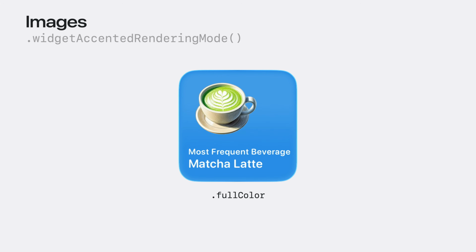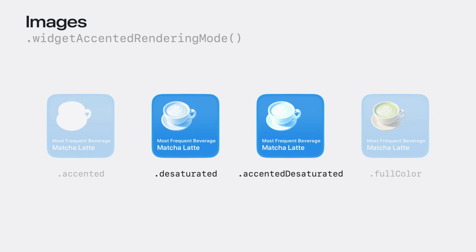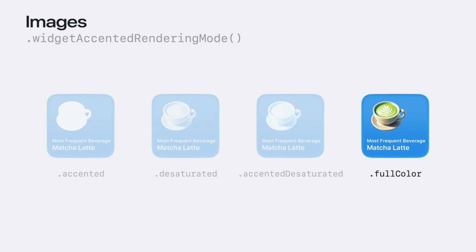Passing in full color shows the image completely unmodified in accented rendering mode. To best blend in with the watch face, this option is ignored on watchOS. For most widgets, use either desaturated or accented desaturated to help the image content blend in with the rest of the home screen. Use full color for images that represent media content, such as album artwork or a book cover.